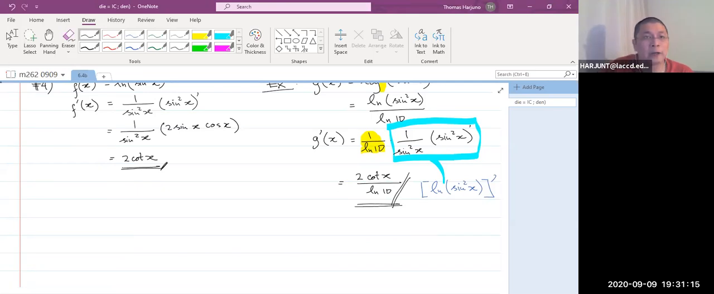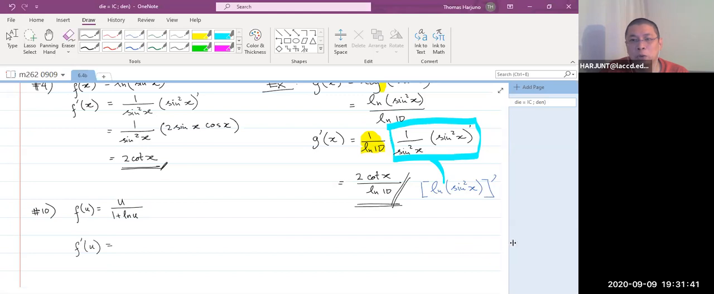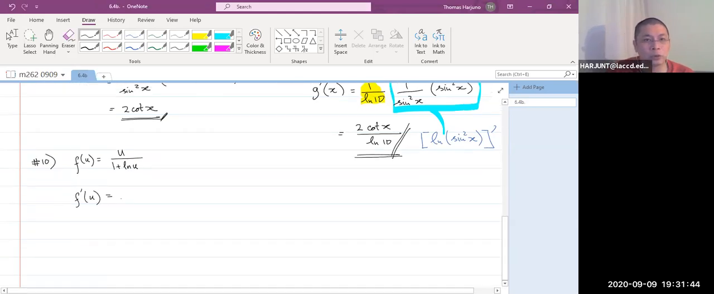How about number 10? Number 10, f(u) equals u over 1 plus ln u. So what is f prime u? I think I will use the quotient rule. Quotient rule will have u prime times 1 plus ln u minus u times (1 plus ln u) prime. If you can compute this right away, go ahead.